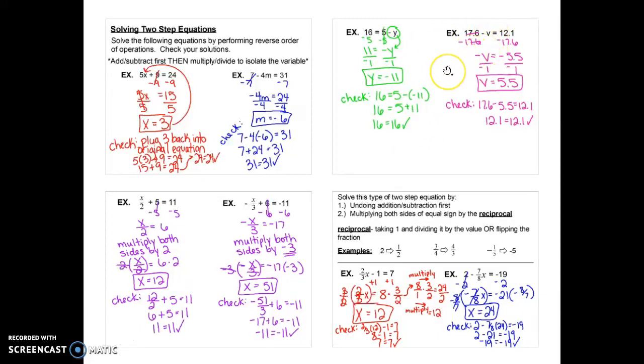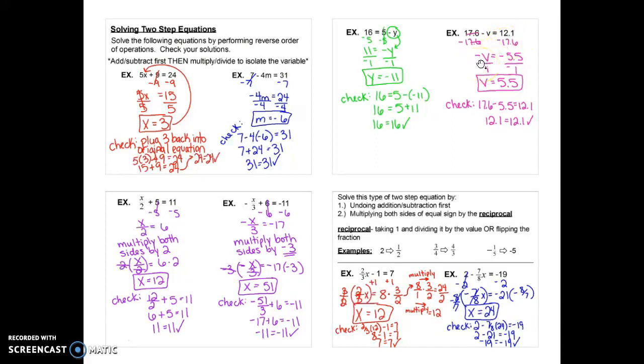Okay, another example. So 17.6 minus v is equal to 12.1. Now again, I'm solving for v. I want this to be by itself when I'm done. So I'm going to start with my constant. 17.6, it was positive, so that means I'm going to subtract it to the other side. When I do that, I carry down my -v. Do not lose that sign in front of it. So -v is equal to 12.1 minus 17.6, which is a -5.5. Use your calculator if you're unsure.